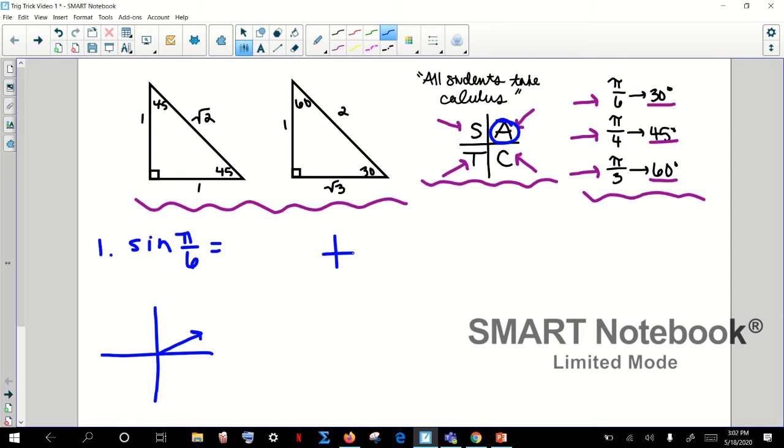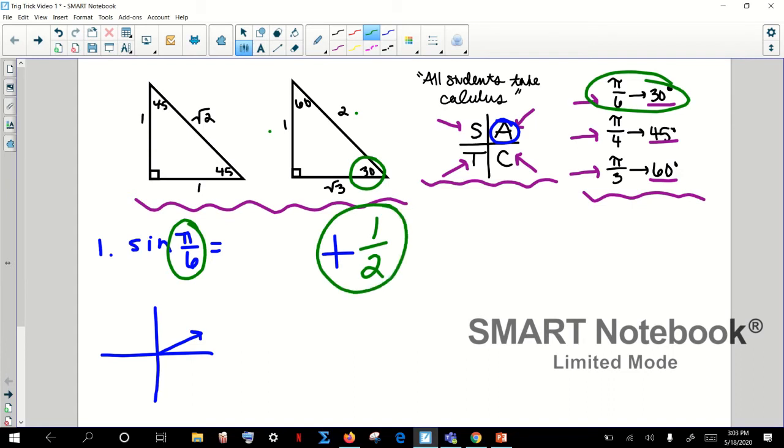The second step is to match up my radian angle with the degree angle. Since I have a denominator of 6, I'm going to be looking at 30 degrees. Third step, I'm going to be finding the trig value. Since I know I'm using 30 degrees, now I just have to find the sine, and now we're done. The sine of 30 degrees is O over H, opposite over hypotenuse, so 1 over 2. So that means the sine of pi over 6 is positive 1/2.